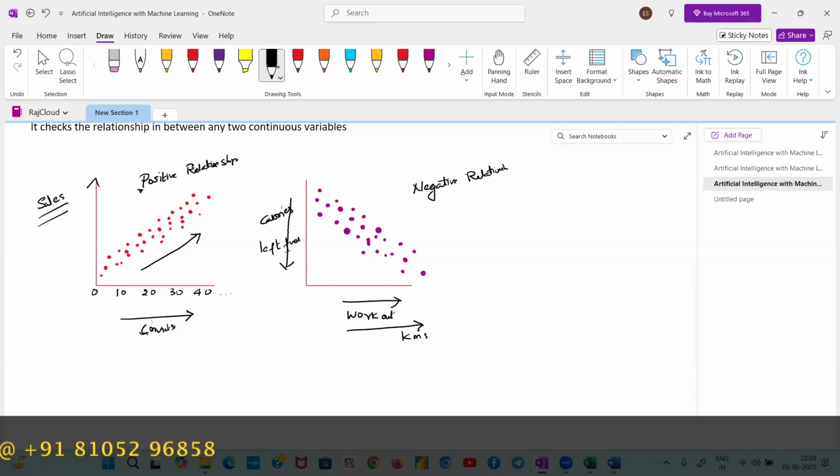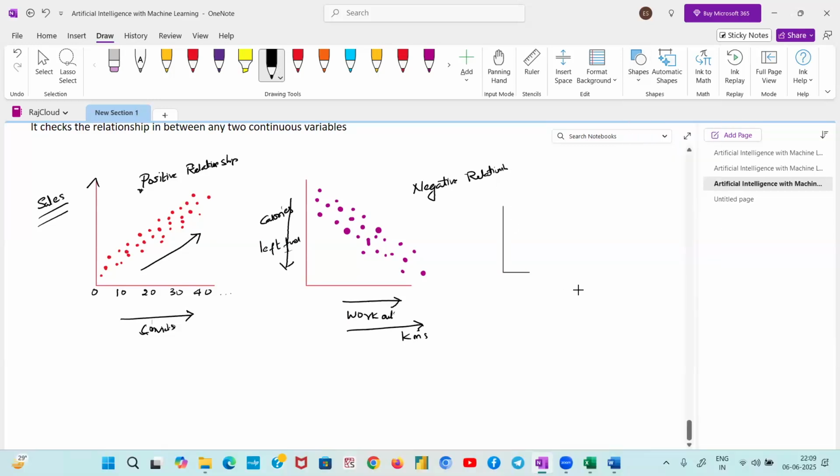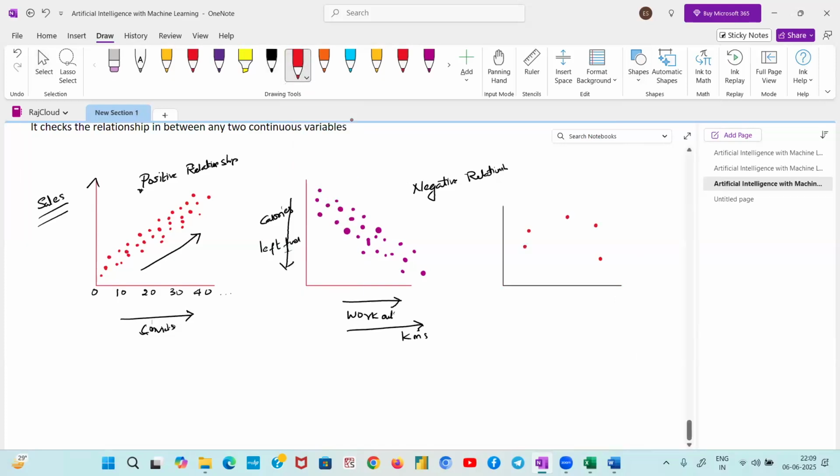So these are two different cases. Sometimes some examples will also look like this, with points plotted all over the graph. Will you be able to tell whether it's positive or negative? No, right? So what do you call it now? No relationship. This is also possible sometimes.